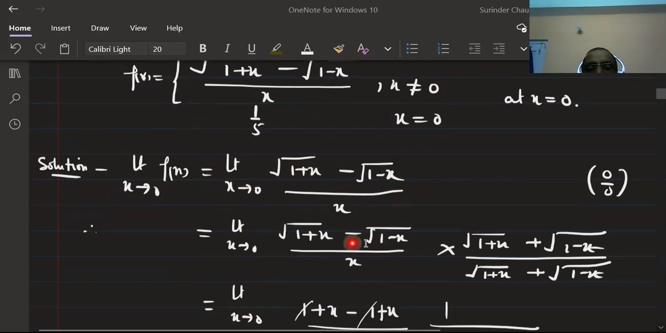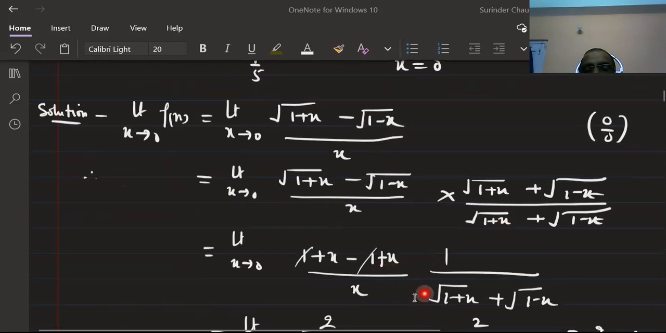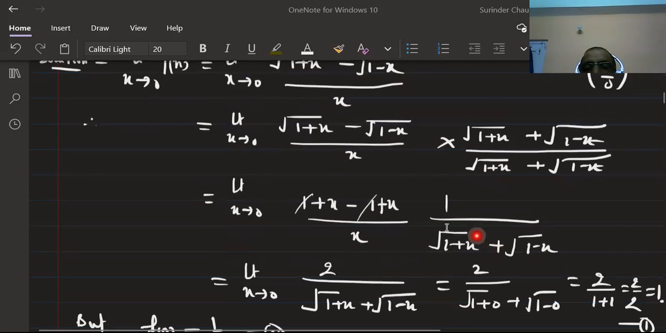So in order to evaluate this, we just rationalize it by the numerator, taking the conjugate sign, and this will become a plus b times a minus b, a square minus b square, and the root will be removed. In the middle we get 1, this comes out to 2x, and 2x upon x cancel out, so this will be 2 upon under root of 1 plus x plus under root of 1 minus x.